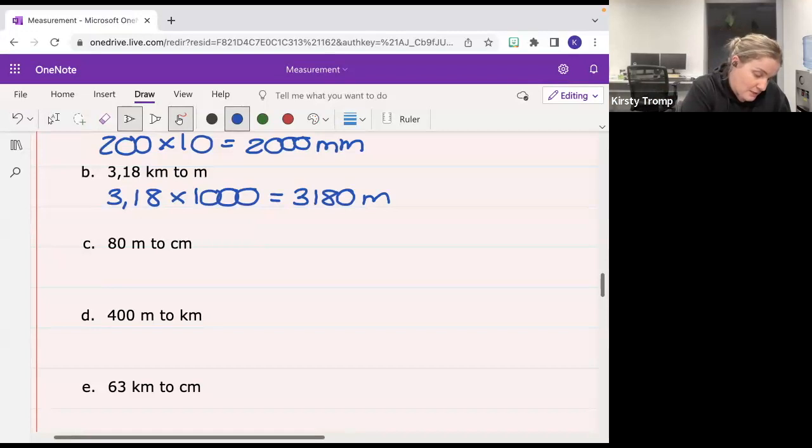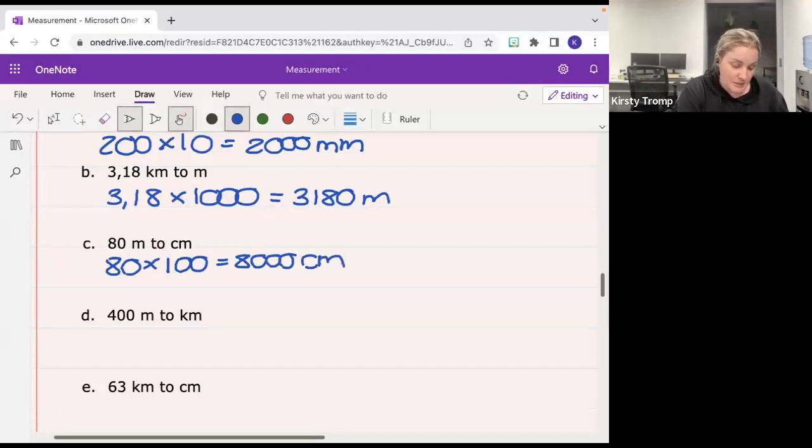Right, see, I've got 80 meters to centimeters. Right, to get from meters to centimeters, I'm going to say 80 times by 100 is going to give me 8,000 centimeters.